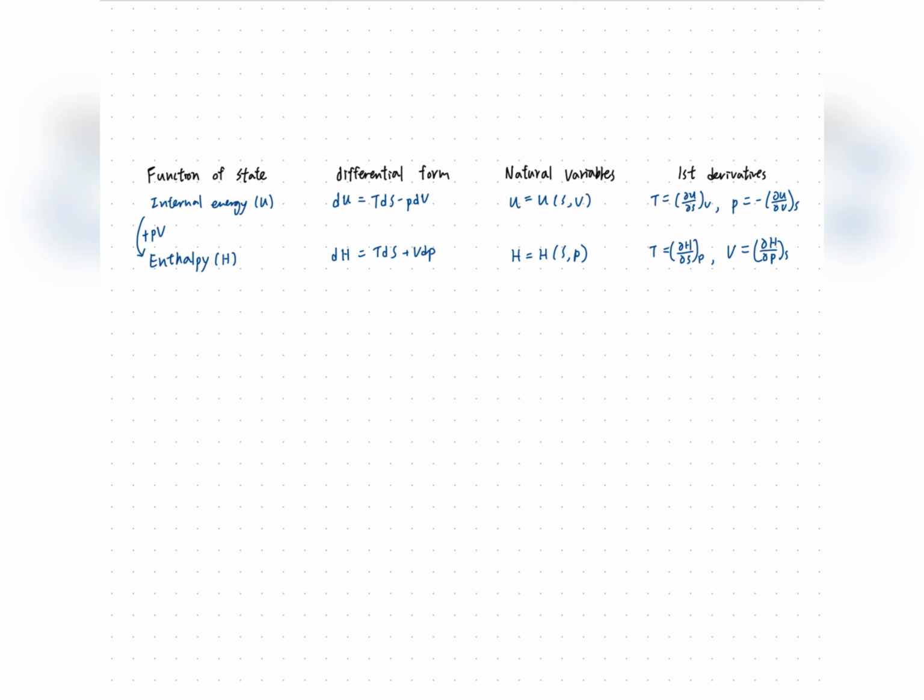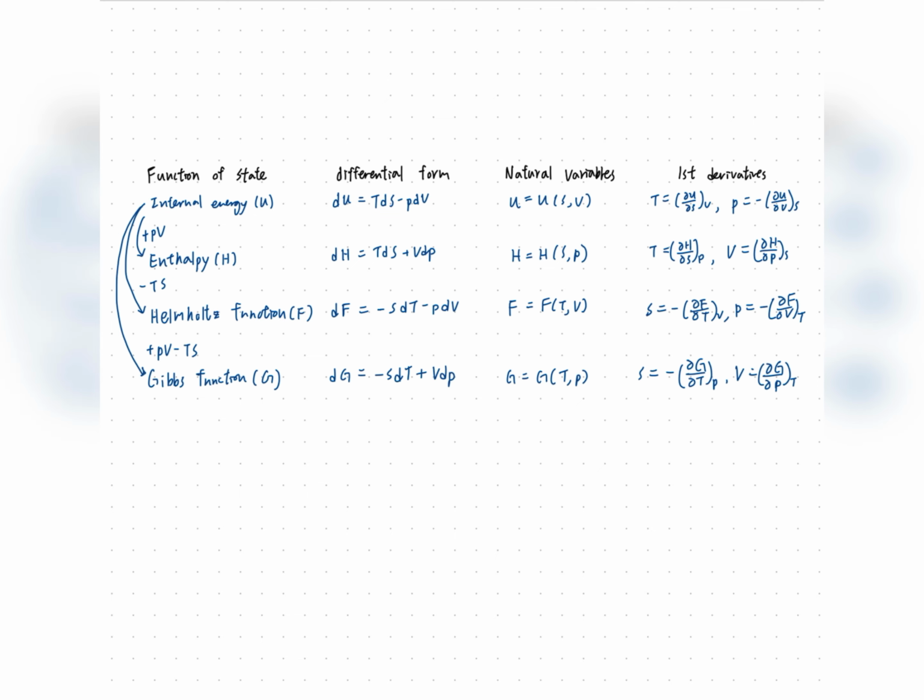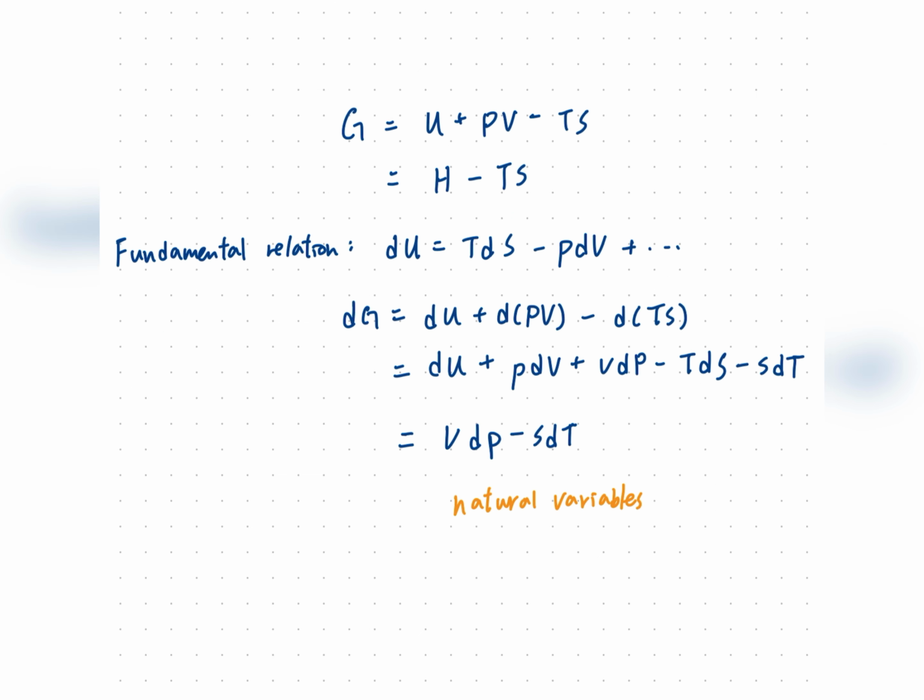In thermophysics, there are four commonly used thermodynamic potentials. Gibbs free energy G is one of them, and it is very useful when dealing with equilibrium, compatibility or miscibility, phase transformation, etc. It is defined as G equals U plus PV minus TS, which is equivalent to enthalpy H minus TS.